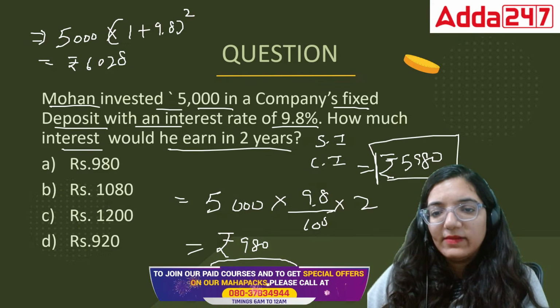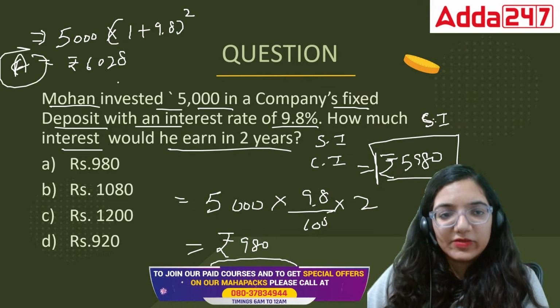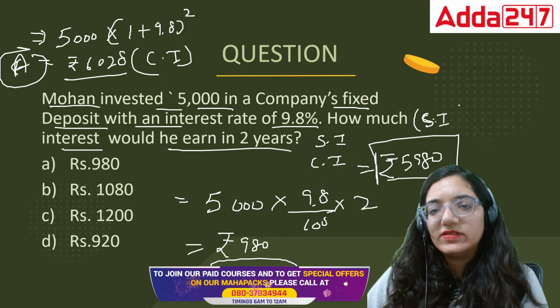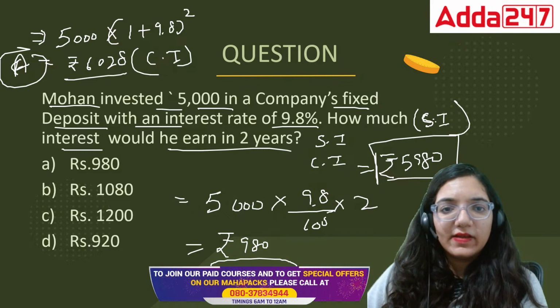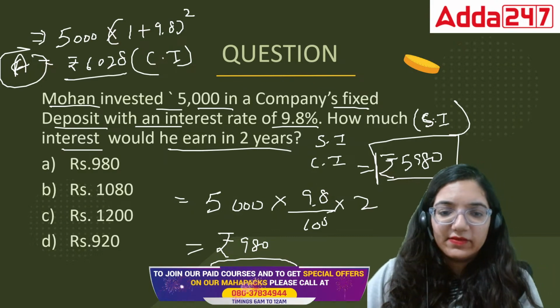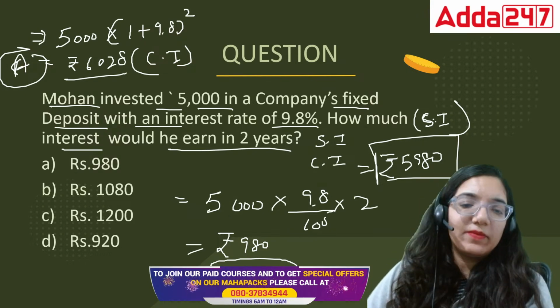Can we say that the compound interest amount is more than the simple interest amount? This is the amount as per compound interest and this is the amount as per simple interest. Done, everyone? The amount in this case is more than the other.